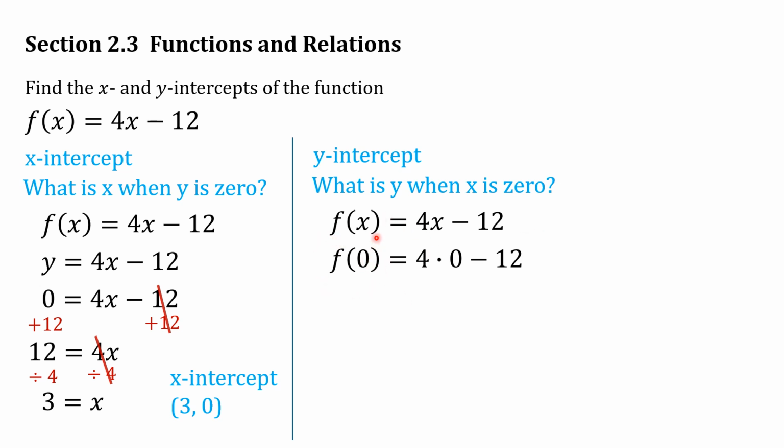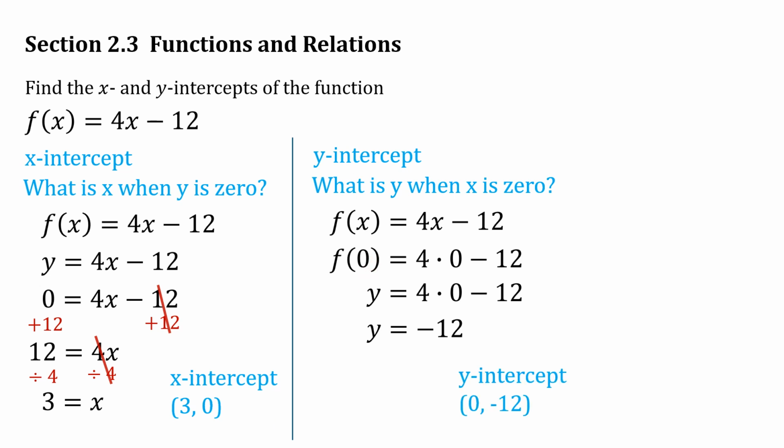The function of x is y equals mx plus b. The function of 0 is 4 times 0 minus 12. This is doing the function to 0, and it gives you back your y, which is y equals 4 times 0, which is 0, so y is minus 12. So what's your y-intercept? X is 0, because we plugged in 0 for x, and y is minus 12. So your y-intercept is 0 for x, minus 12 for y.